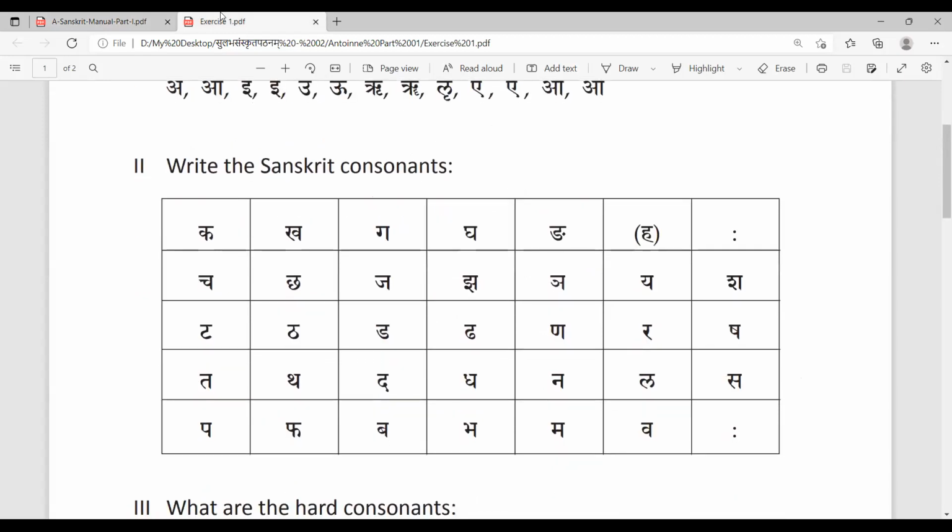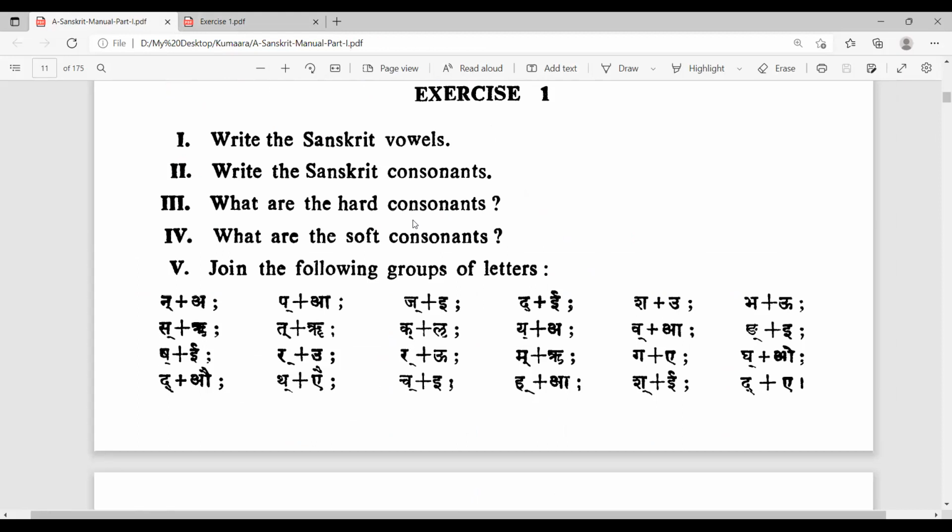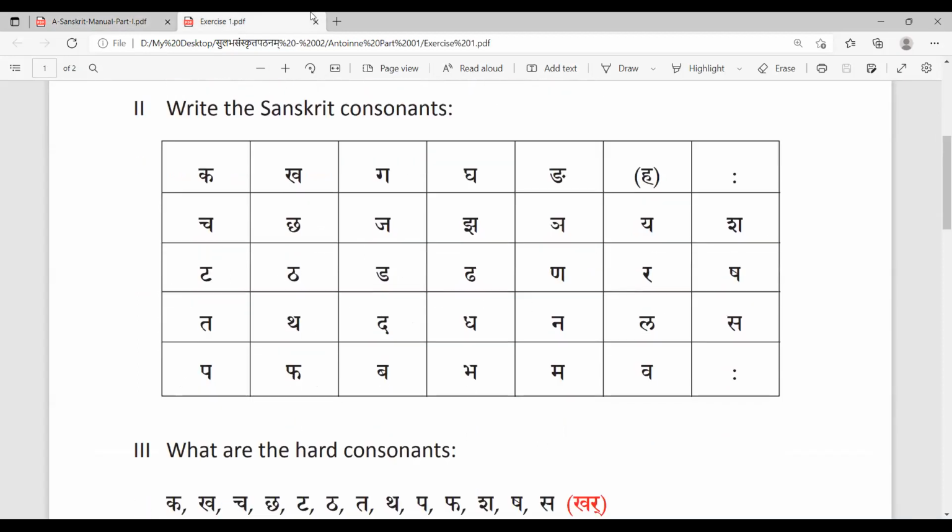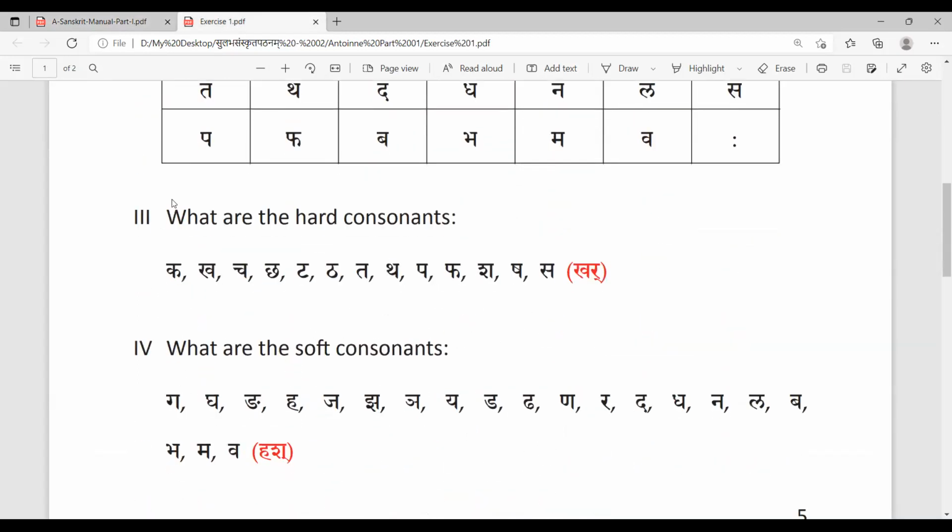These are the consonants, 33 consonants. The next, third question: what are the hard consonants? The answer: the first two of each class. How many hard consonants are there? 13. That is the hard consonant. It's a pratyahara which covers all of them. You can count; the number would be 13.